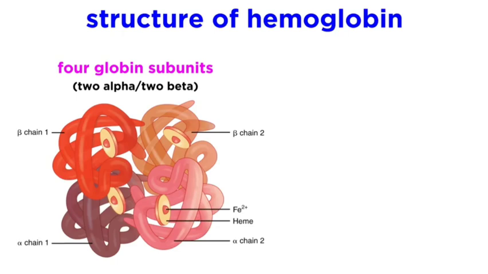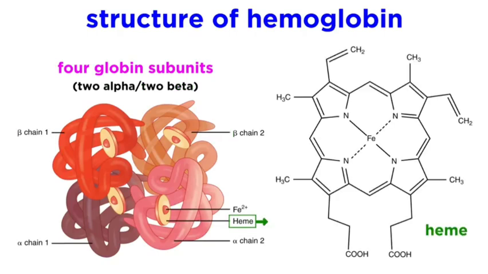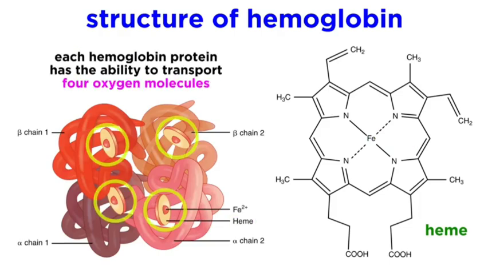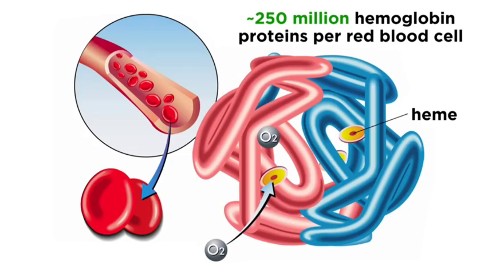It is made of a protein called globin, consisting of 4 polypeptides, 2 identical alpha chains, and 2 identical beta chains, each of which is bound to a heme group with iron at the center. The iron in this heme is able to bind to an oxygen molecule in reversible fashion so that it can bind and then release when necessary, so each hemoglobin can bind 4 oxygen molecules. And there are around 250 million hemoglobins per red blood cell, so one red blood cell can transport 1 billion oxygen molecules.